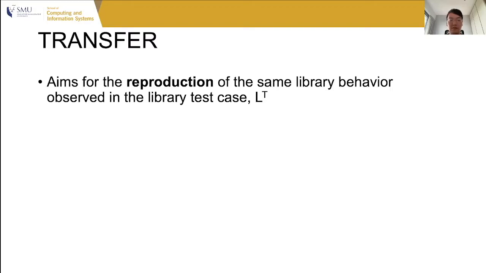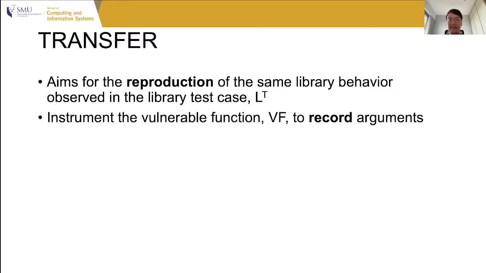We implement our framework test mimicry in a tool named transfer. Transfer aims for the reproduction of the same library behavior that was observed in the library test case. And to do so, we will instrument the vulnerable function VF to record the arguments that were passed to it in the execution of the library test case.